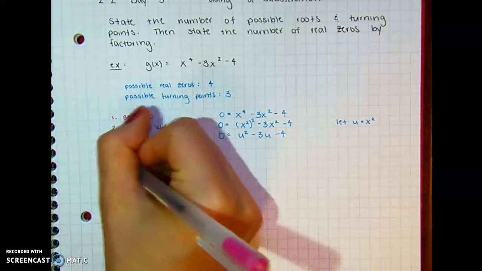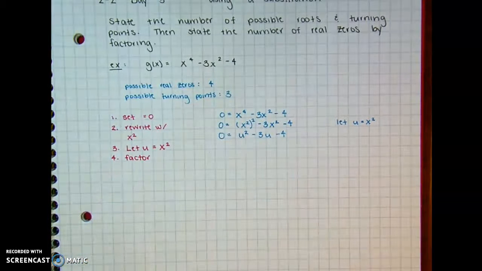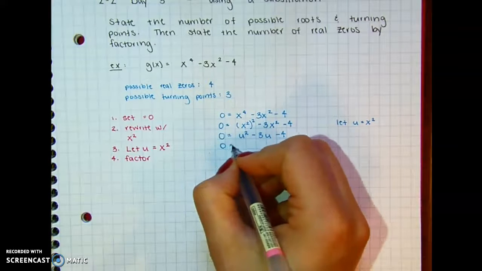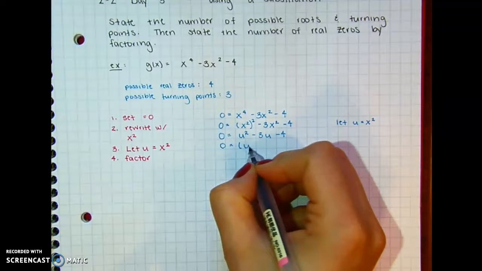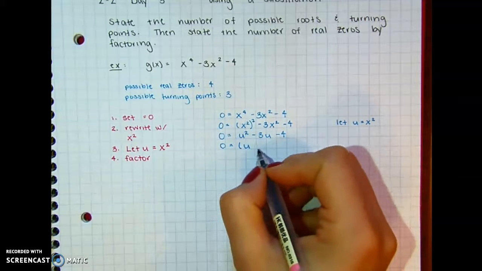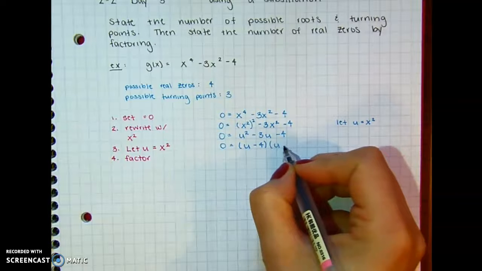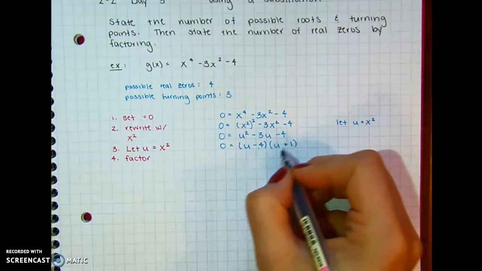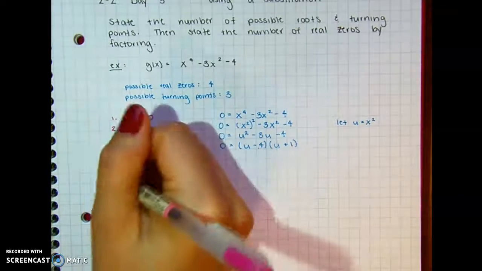So that's what we do next. We just factor like we know, and we should be good at it at this point in pre-calculus. So what multiplies to negative 4 and adds to negative 3? There's not even an a value here, so it's even easier. So this will be u minus 4 times u plus 1, because negative 4 times 1 is negative 4, and negative 4 plus 1 is negative 3. And then now we have our factors.